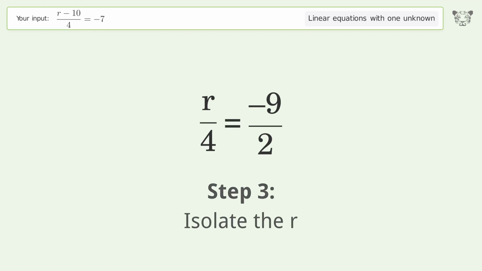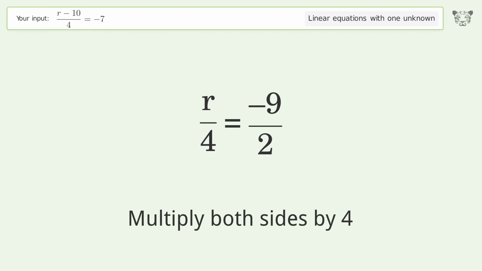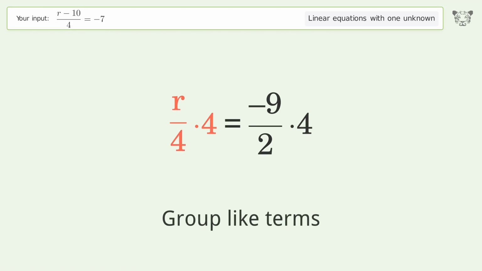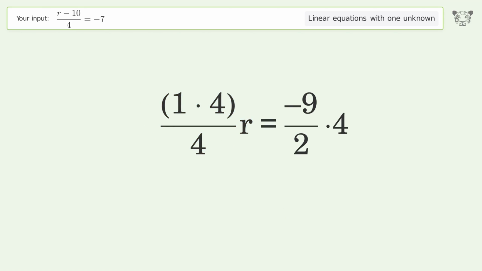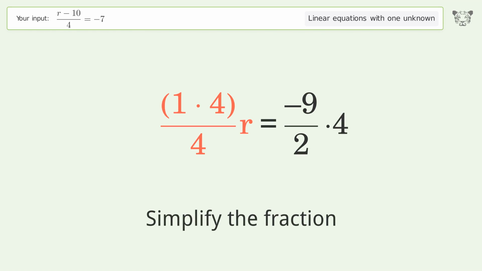Isolate the r. Multiply both sides by 4. Group like terms. Multiply the coefficients. Simplify the fraction.